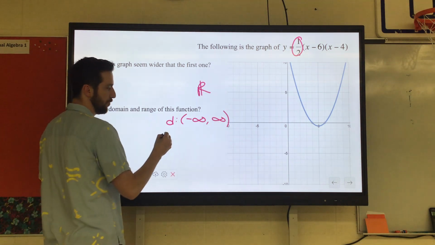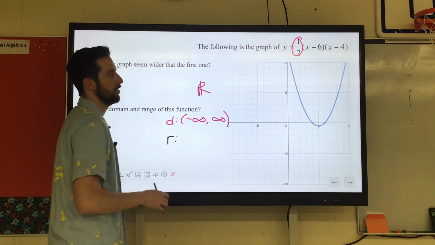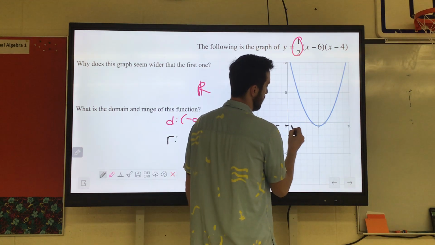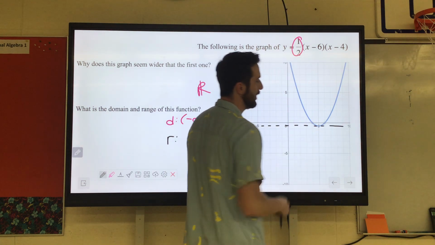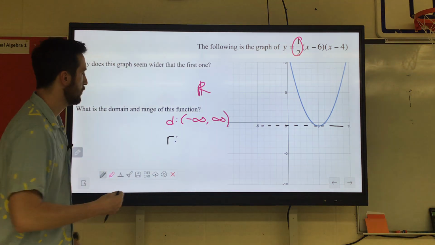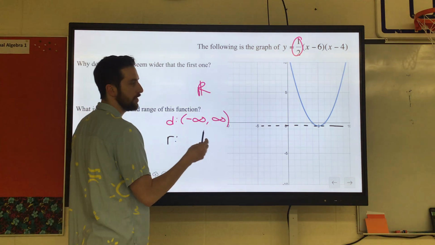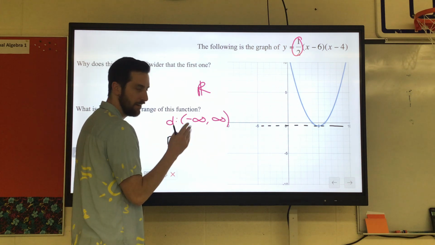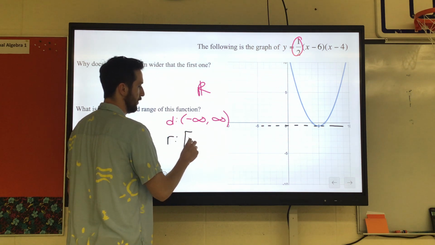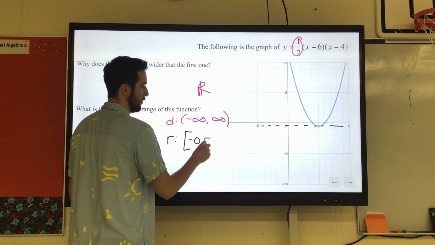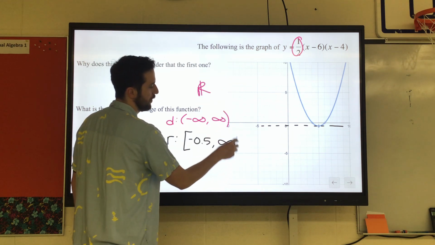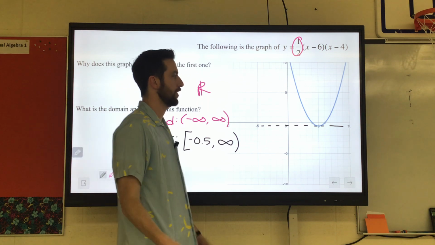Now the range is the up and down. There is a limit. It doesn't go down forever. It maxes out down here at negative 1/2. So we're going to say our range, the low end is negative 1/2 or negative 0.5. And remember, if it actually hits that number, you put it with a bracket. The upper limit, it does go on forever upward, so it'll head towards positive infinity. Delightful.